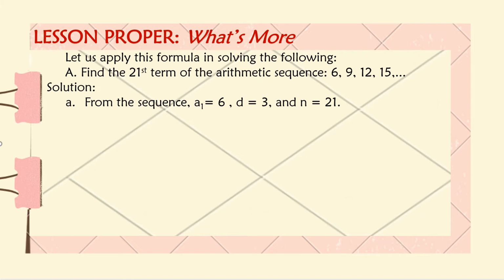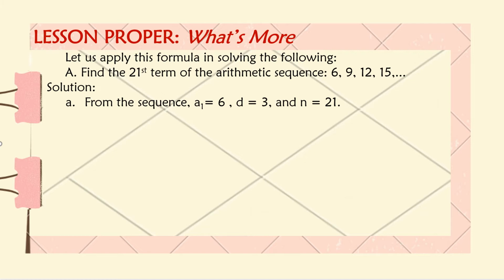So from the given sequence, ang first term natin ay 6. Ang common difference natin ay 3 at ang n natin ay 21 kasi yun yung hinahanap natin, yung pang 21st term. So yung common difference, again, paano siya hahanapin? Subtract lang natin yung first term sa second term. So that is 9 minus 6, so that is 3. Then yung third term sa second term, so 12 minus 9, so that is also 3. May common difference sila.